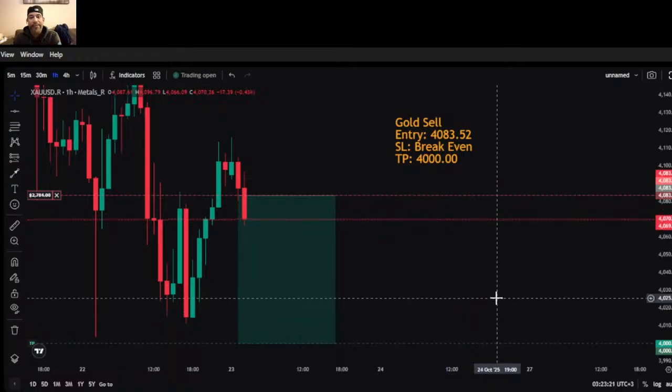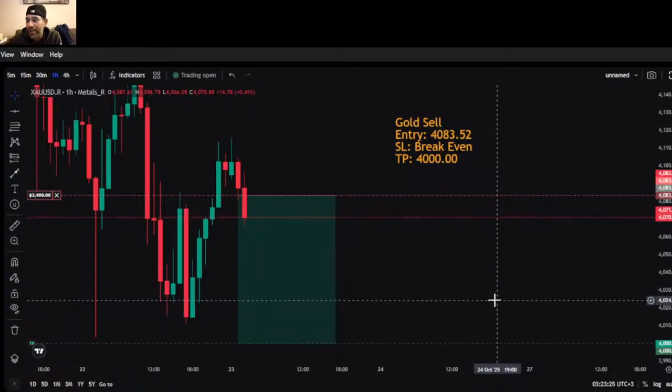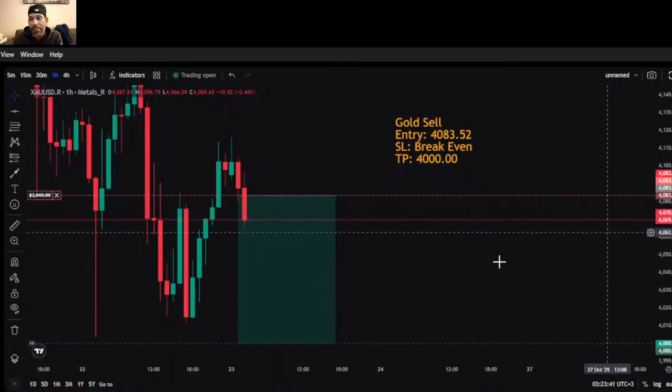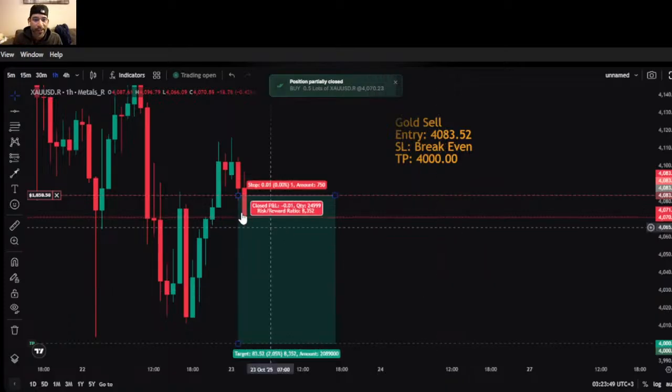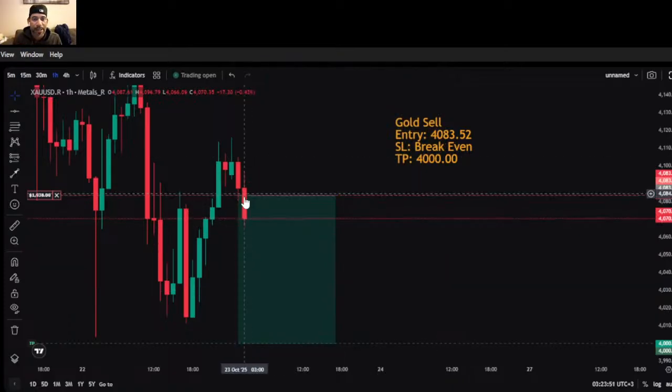All right, gang. You know what? I want to secure something here. Let me do it off of this. I'm gonna close partials here. Took a little partial. I took partials at 130 pips, so I wanted to secure something in case this thing decides to come back up and hit our BE here.